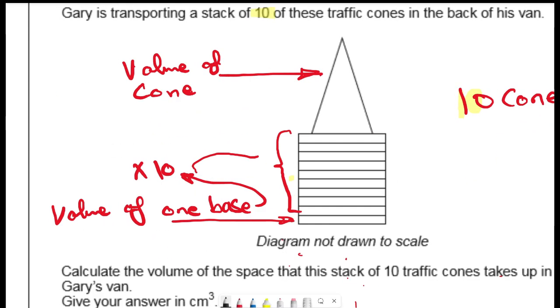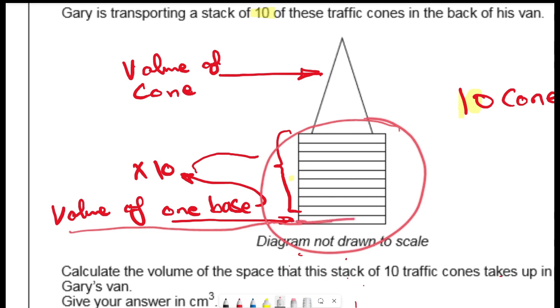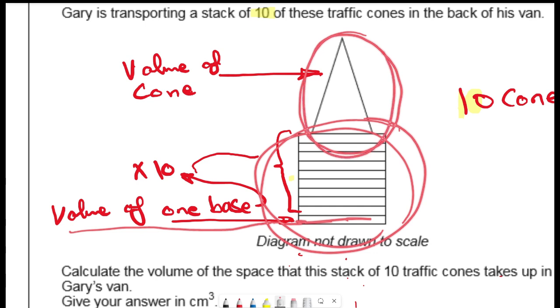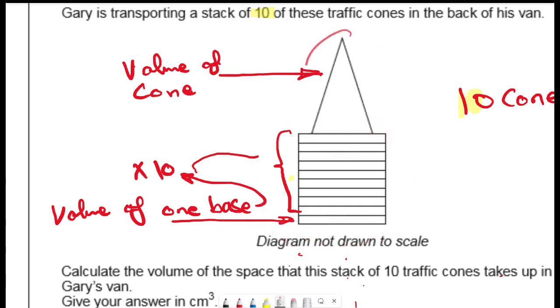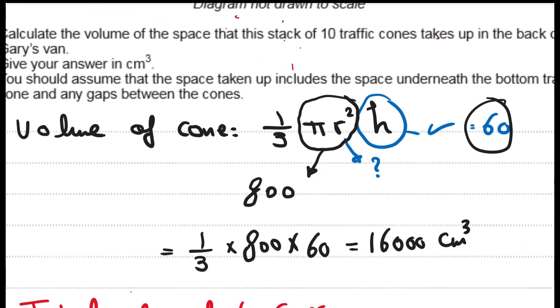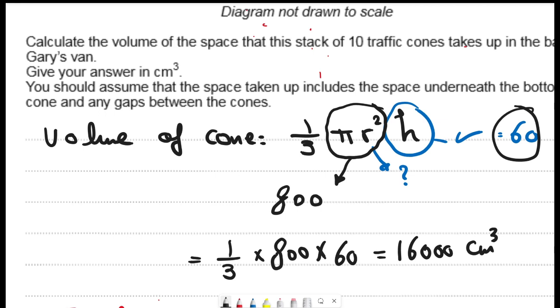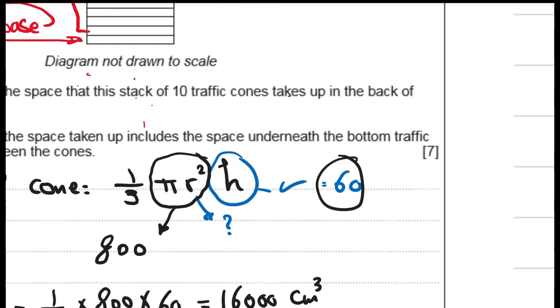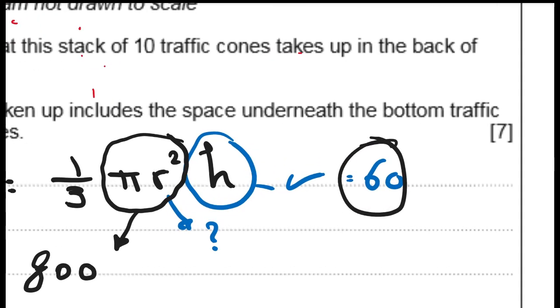As you can see, this part is the volume of one base times 10. So what's left here? This part is left. How to get this one? This is a straightforward one, the volume of the cone. The volume of the cone is given in the formula booklet, which is 1/3 pi r squared h, as you can see here. We have no issues with the height. The height is given as 60.